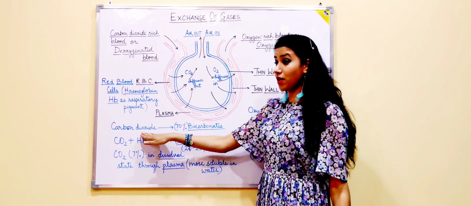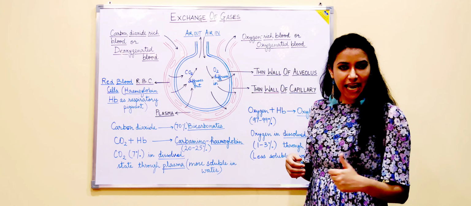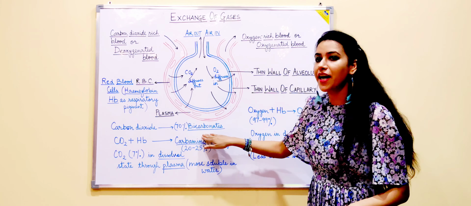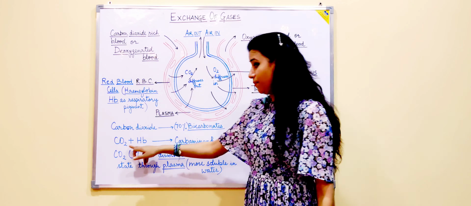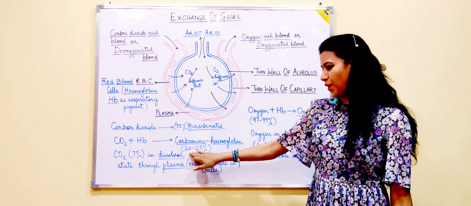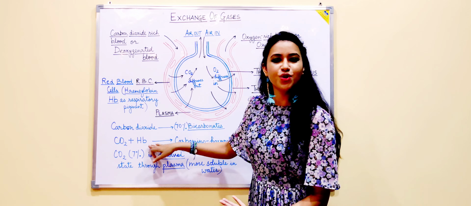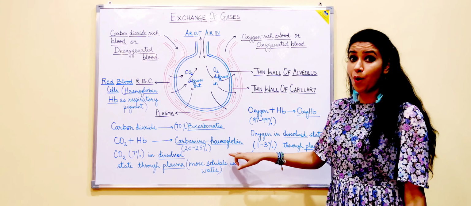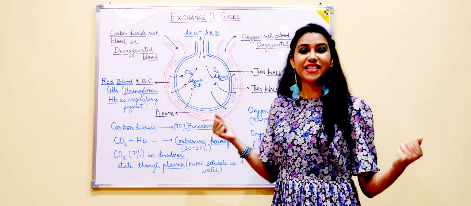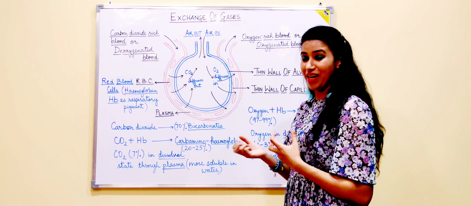Now let's talk about carbon dioxide as well. Now this carbon dioxide, most of it, or we can say 70% of the carbon dioxide, is transported in which form? Bicarbonate, right? Now this carbon dioxide, when combined with hemoglobin, which is approximately 20 to 25% of the carbon dioxide, combines with hemoglobin and forms which compound? Carbaminohemoglobin. So you can say 20 to 25% of the carbon dioxide gets transported in carbaminohemoglobin form. Well, that is in combination with hemoglobin.